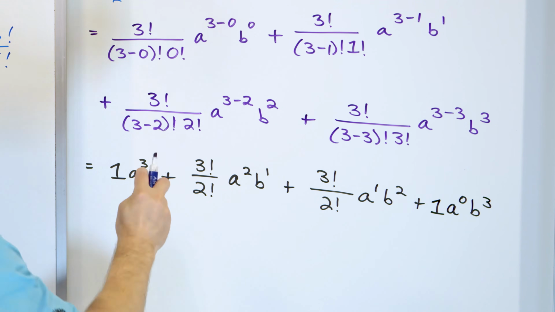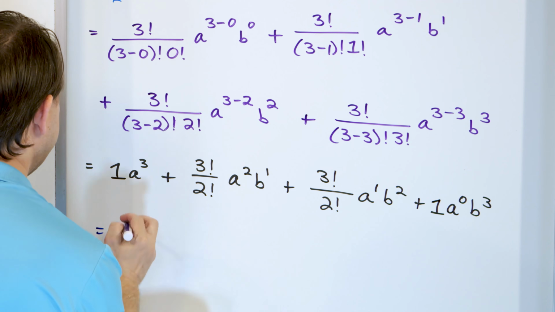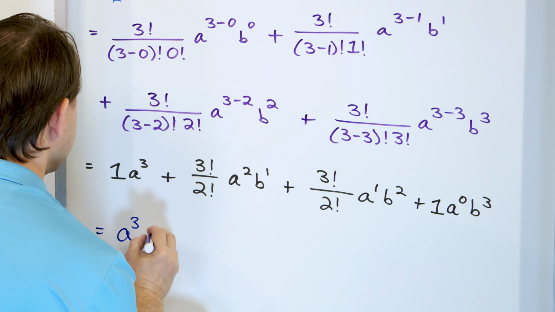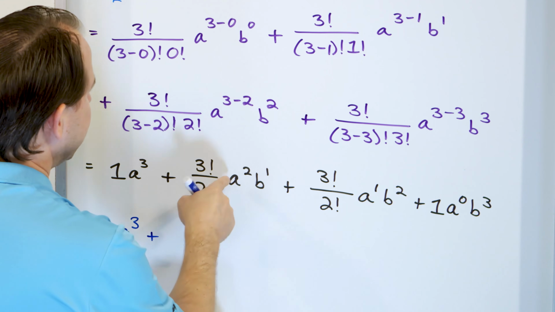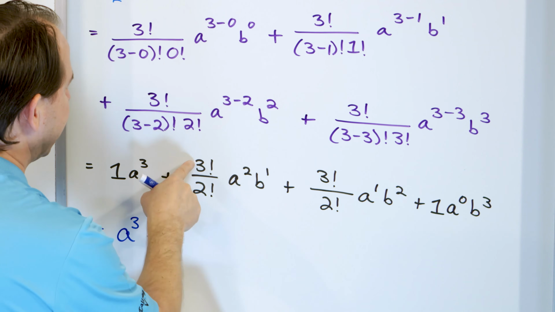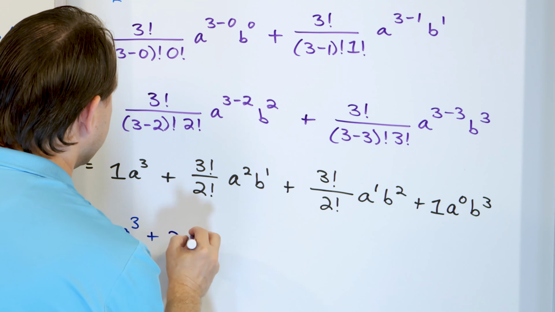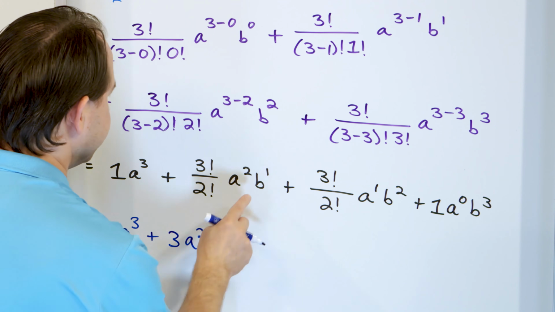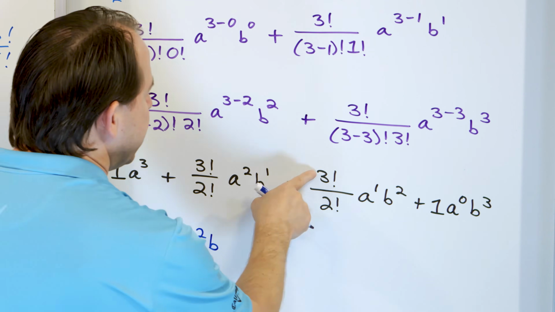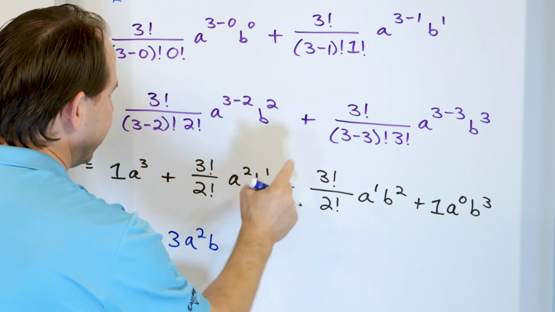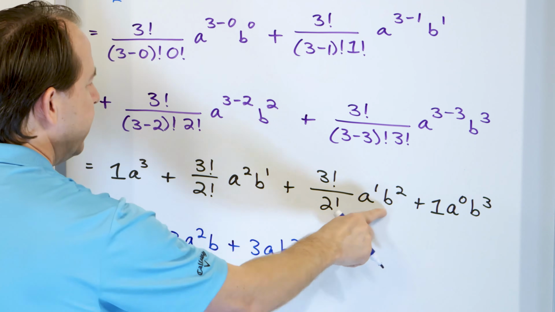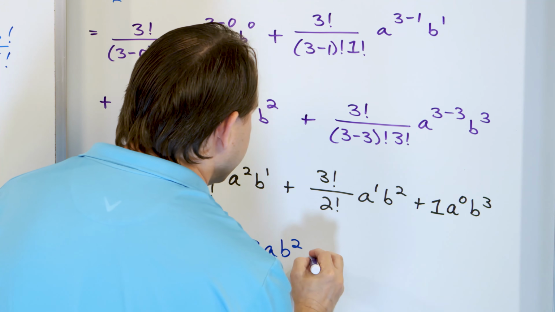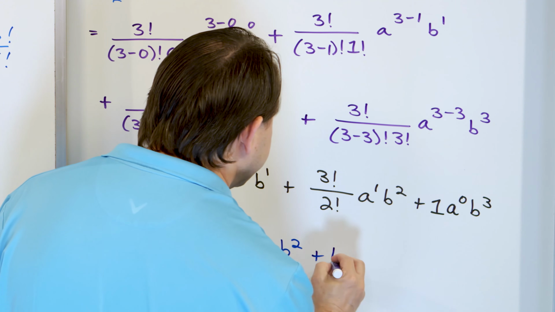All right, let's see what we got. The final answer is a cubed plus 3 factorial over 2 factorial. Remember, this is 3 times 2 times 1, and this is 2 times 1. Everything's going to cancel except for the leading 3. A squared b. B to the first, just write it as b. Same exact thing here, same exact term. Everything's going to cancel except the 3. Then you have ab squared. Then you're going to have 1. A to the 0 is 1, b cubed.